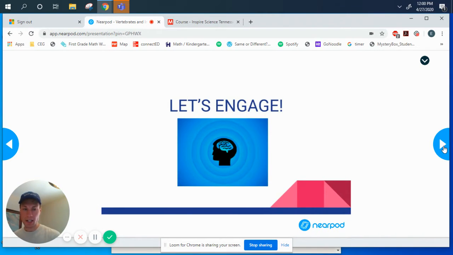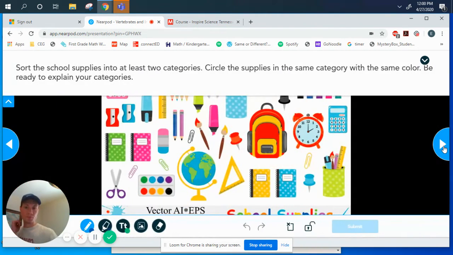Starting off, let's engage. Get our brains thinking in the right direction. You're going to sort the school supplies into two categories. Circle the supplies in the same category with the same color. Be ready to explain your categories.